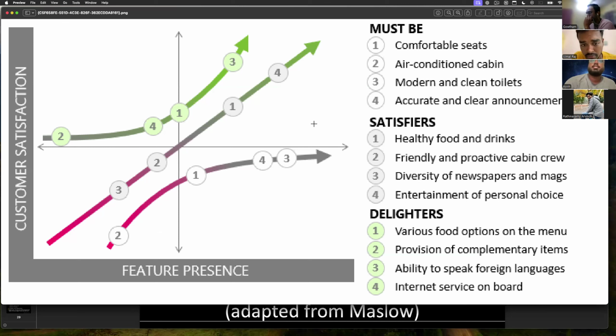Yes, so these are all the basic needs for the customers. Once they are met, the graph is here.